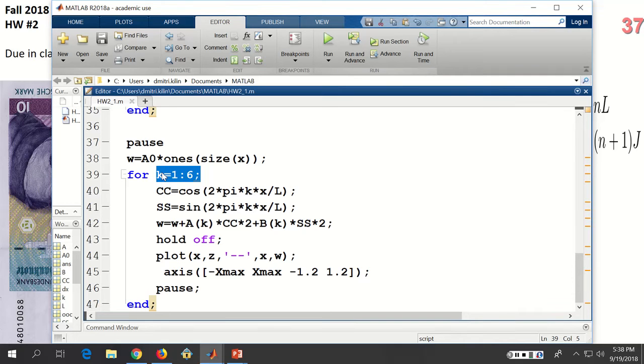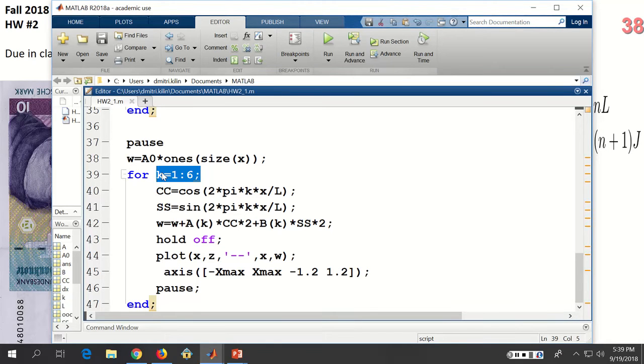A1. 1 over L integral from 0 to L dx cosine 2 pi x. Again, we split it into two intervals. 1 over L from 0 to the half interval dx cosine, plus the integral from L over 2 to L dx cosine of something. But we need to multiply it by our function, which is 1 on the first half interval and 0 on the second half interval. Therefore, for the second half interval, we just cross it out.